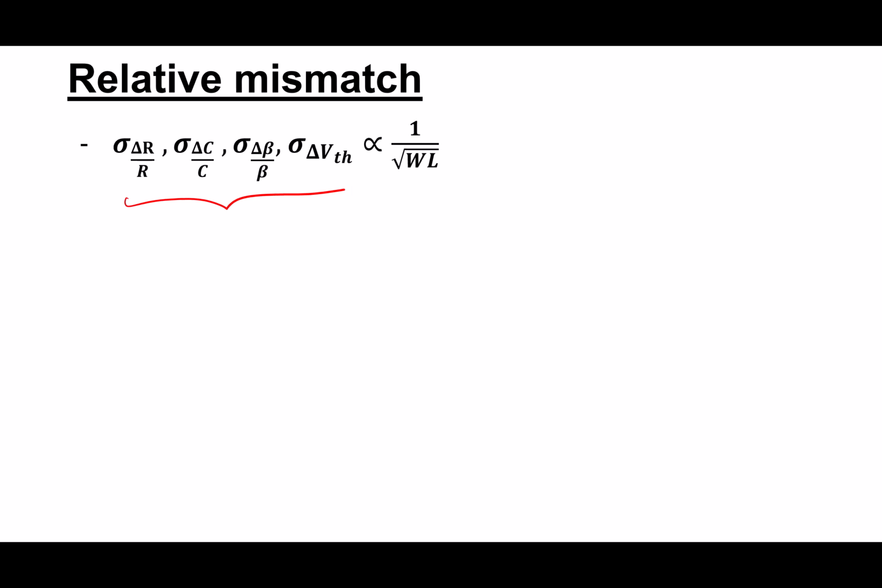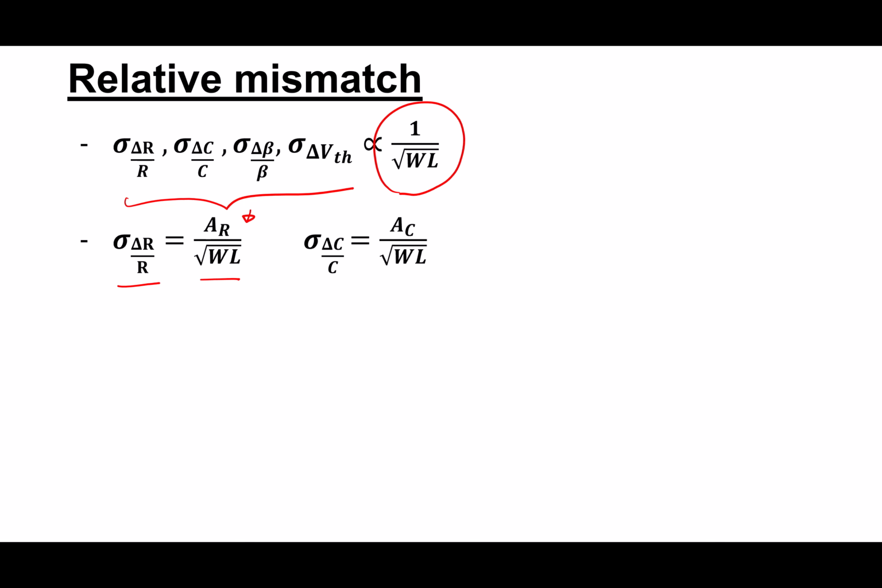So just one last point. All of these relative mismatch quantities turn out to be inversely proportional to the square root of area. That is one takeaway you should have. So I can write each of them like this: sigma of delta R by R is some proportionality constant A_R times 1 by square root of the area. Similarly, the relative mismatch for the capacitor is another proportionality constant times 1 by square root of area. Same for MOSFETs also.